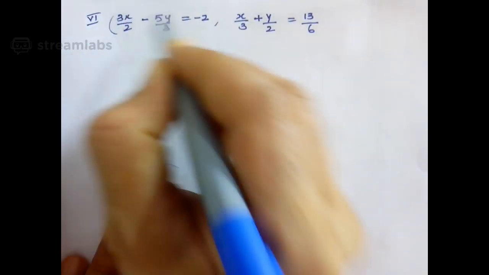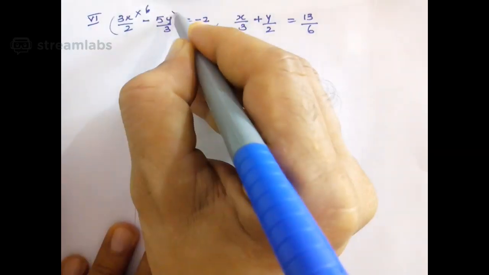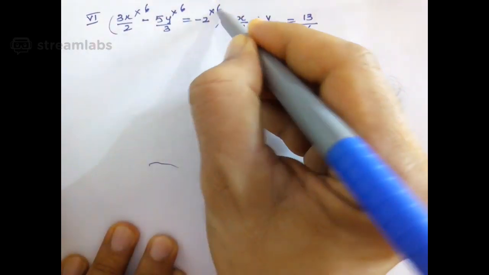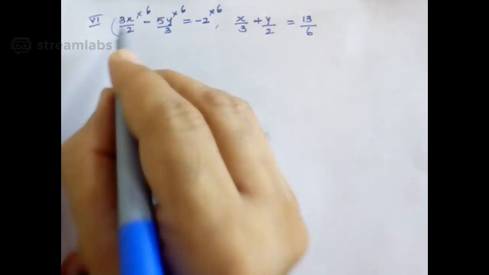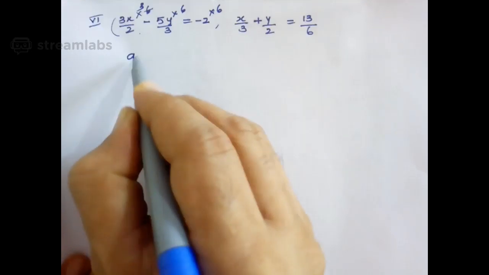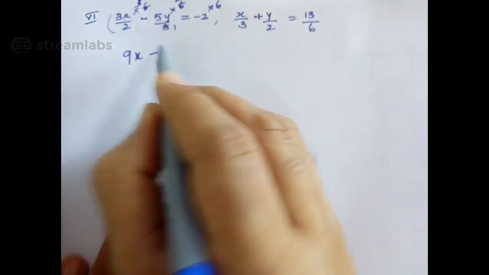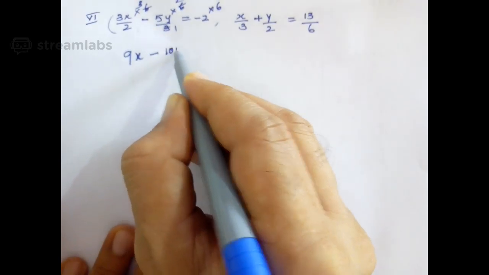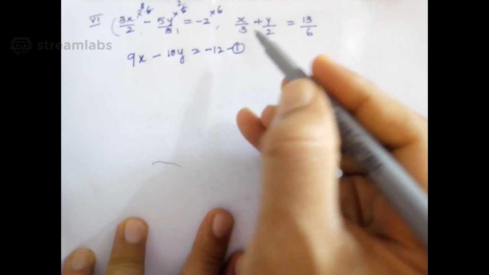So multiply throughout the equation by 6, its LCM. Okay, that is easy to simplify. LCM is 6, so I'll multiply throughout the equation by 6. That is 2 ones are 2, 3 twos are 6, 9x minus 3 ones are 3, 2 fives are 10, so 10y is equal to minus 12. Call this as equation number 1.